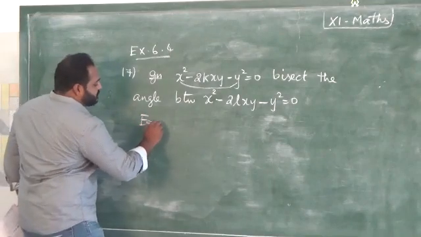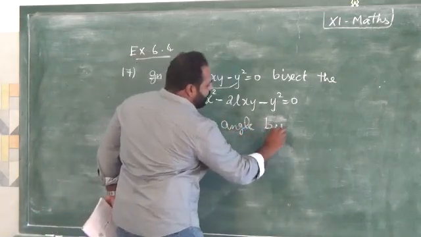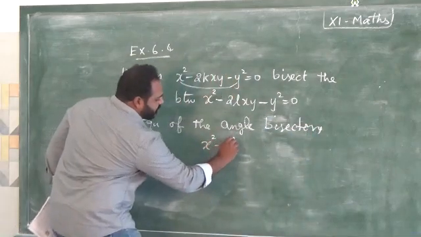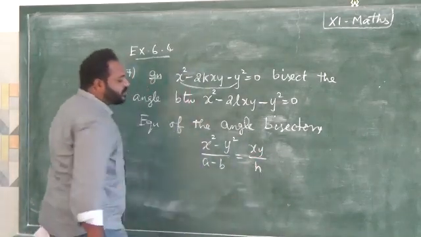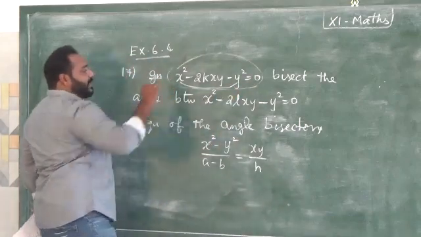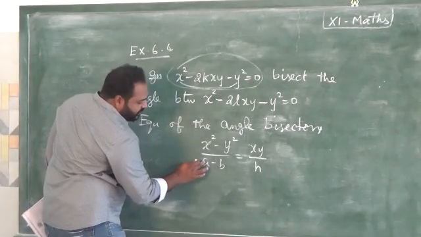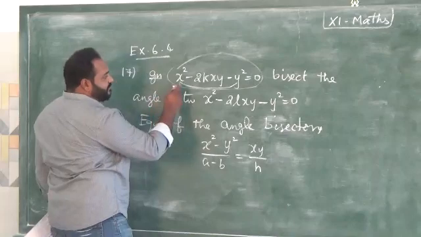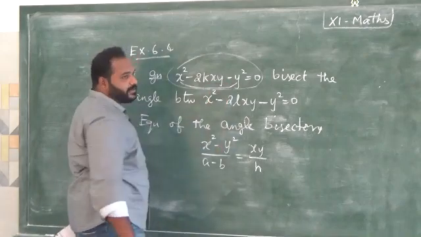So, equation of the angle bisectors, the formula is x square minus y square by a minus b equal to xy by h. Using this formula, I am going to find out the angle bisectors for this equation. Here I just want to substitute the values for a, b and h. The a, b and h values will be taken from the equation x square minus 2kxy minus y square equal to 0.